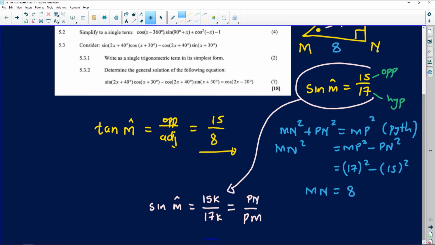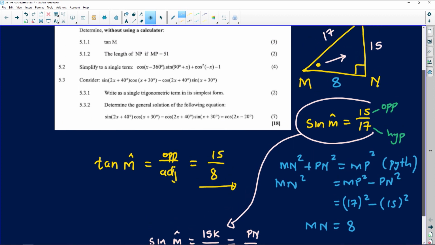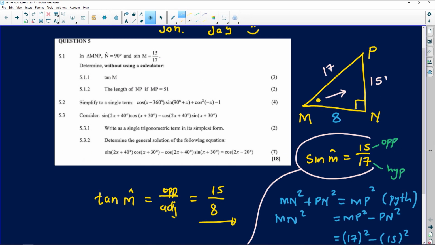I wanted you to see what you could do if you knew the actual length of those sides, but we didn't know the actual length. We know the ratio. When you divide them, you'll get 15 over 17. Very important. Now, I'm going to go back and say, okay, 15k is the actual length of PN, and 17k is the actual length of PM. We don't know what k is. It's a multiple of 15 and a multiple of 17. When you divide them, you get 15 over 17. So what does that mean?